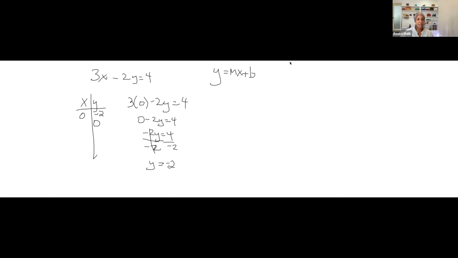And then when my y is 0, I have 3x minus 2 times 0 equals 4. 3x plus 0 equals 4. 3x equals 4. I will divide both sides by 3 to get the x by itself. X equals 4/3.